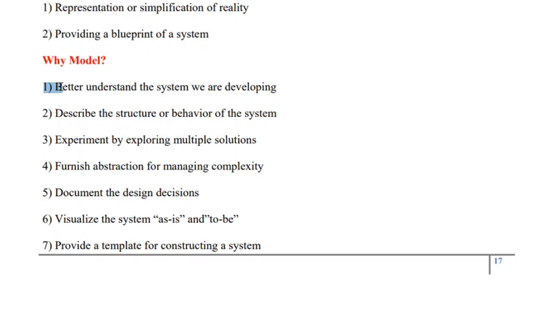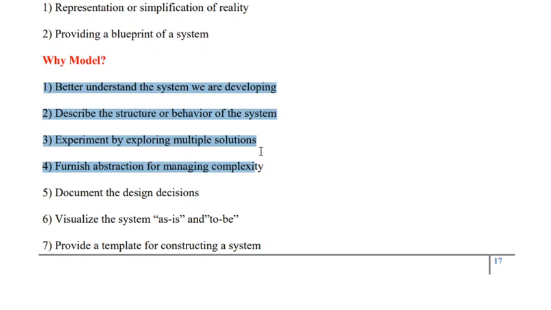Now, there might be a question: why do we need to build models? A model facilitates better understanding of the system to be developed. It describes the structure as well as the behavior of the system. It explores multiple solutions, enabling selection of an appropriate solution for the problem. It furnishes abstraction by managing complexity. It documents major design decisions. It visualizes the system as is and to be, and provides a template for constructing a system.